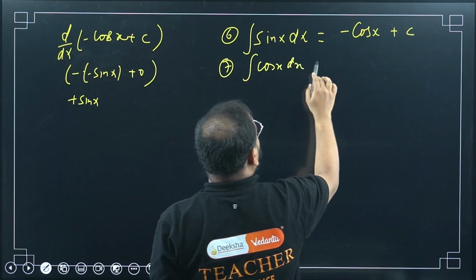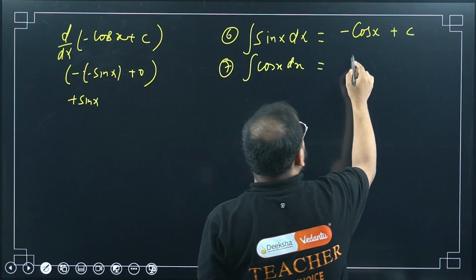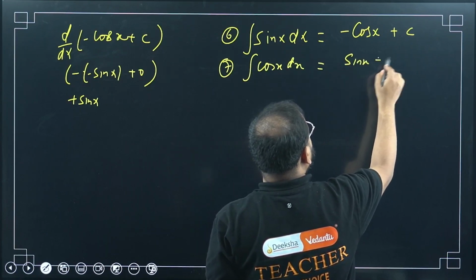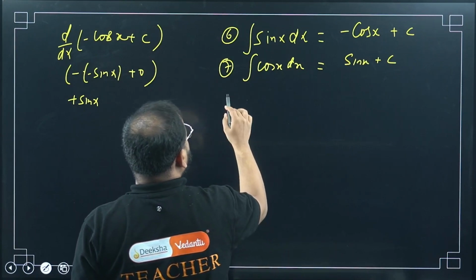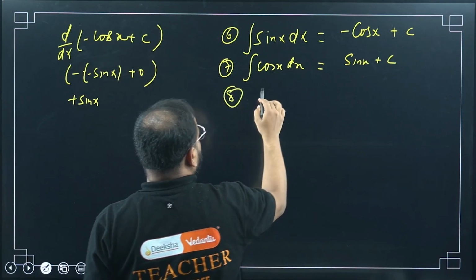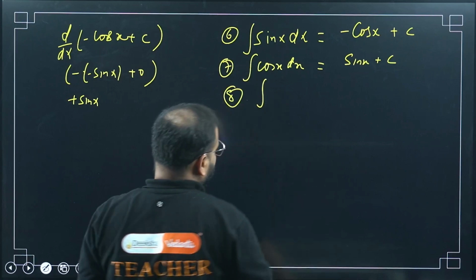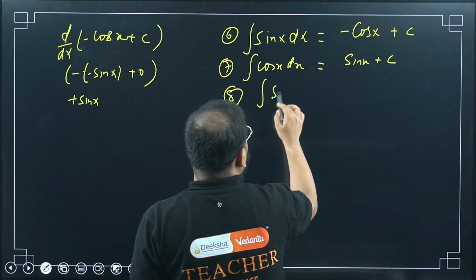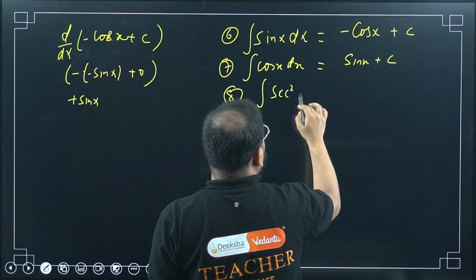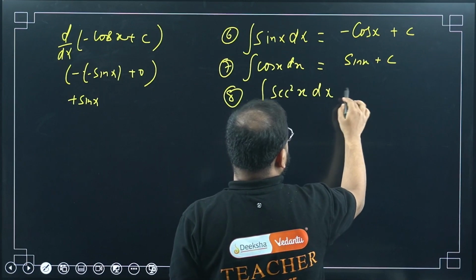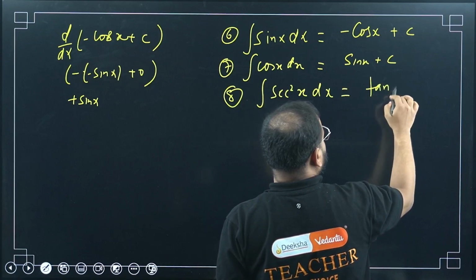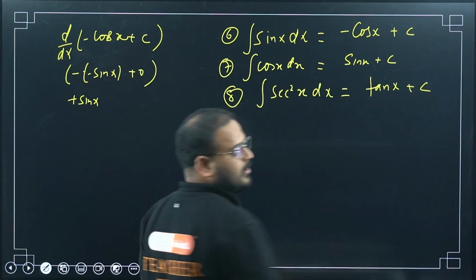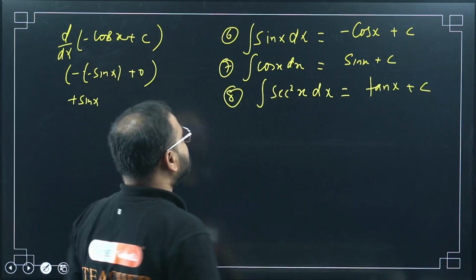Cos x dx will be what? Sin x plus c. There is no sign change here. What about this one? 8th one. Integration of sec square x dx. What is it? Tan x. Why, sir? Differentiation of tan was what? Sec square. So integration of sec square x is tan x.